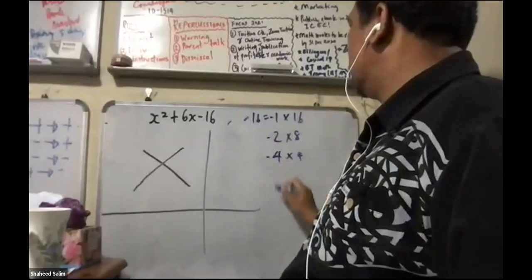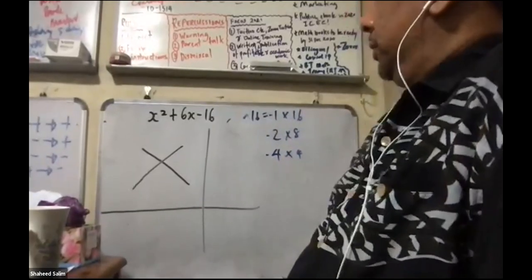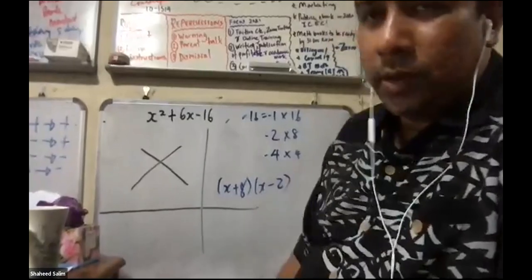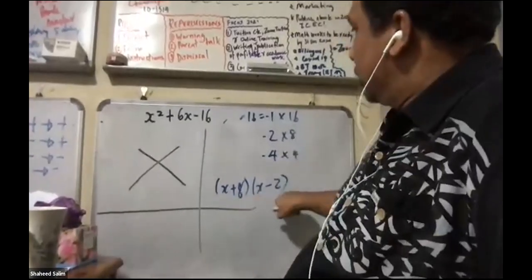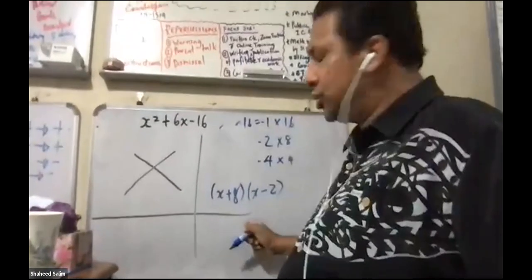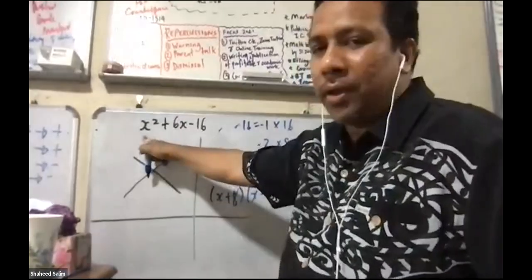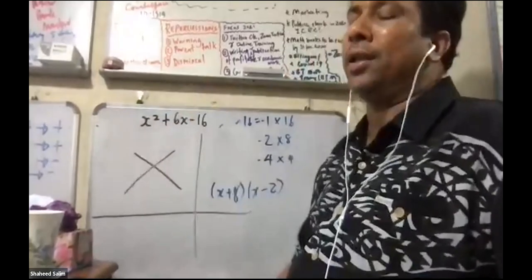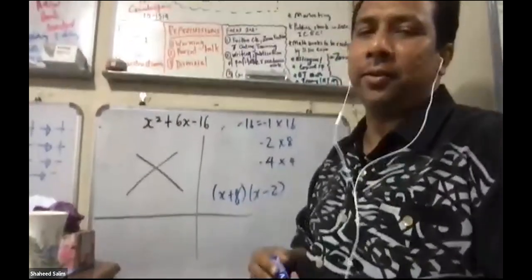Okay, you got to choose which one. Got it. Okay, what is it? X plus 8, x minus 2. Congratulations. Notice 8 minus 2 is 6. Roughly you can see. You can use this method so long as this is x squared. The moment this one is 2x squared, 3x squared, headache.